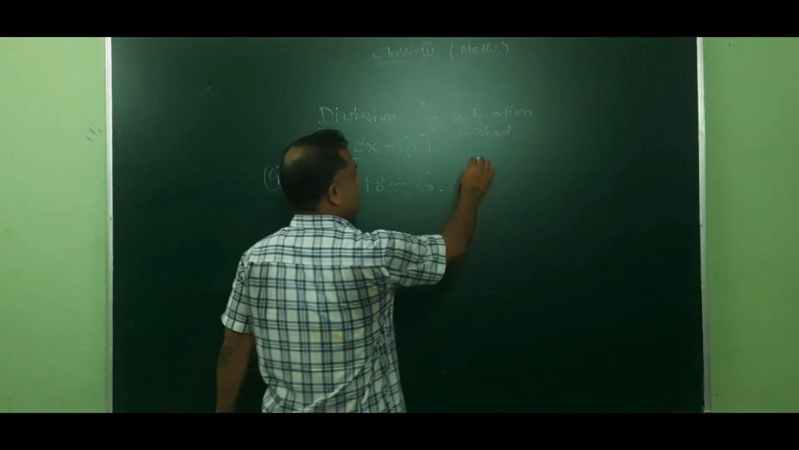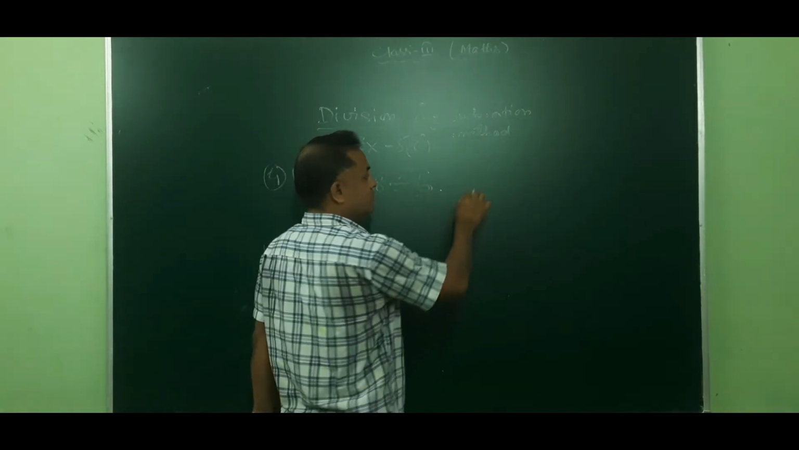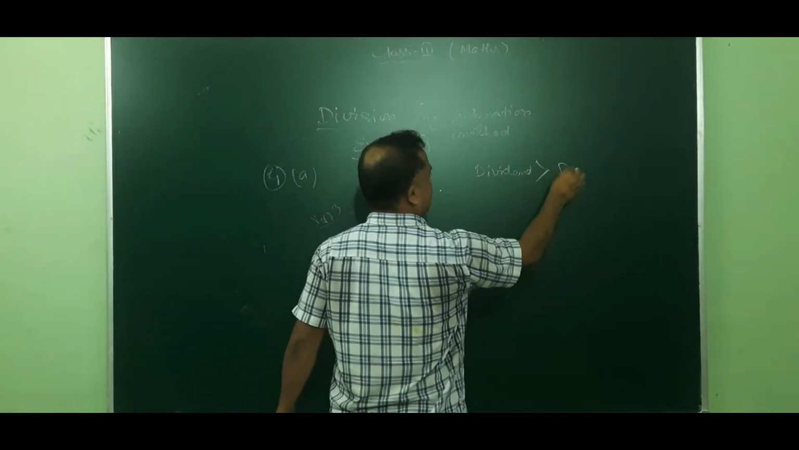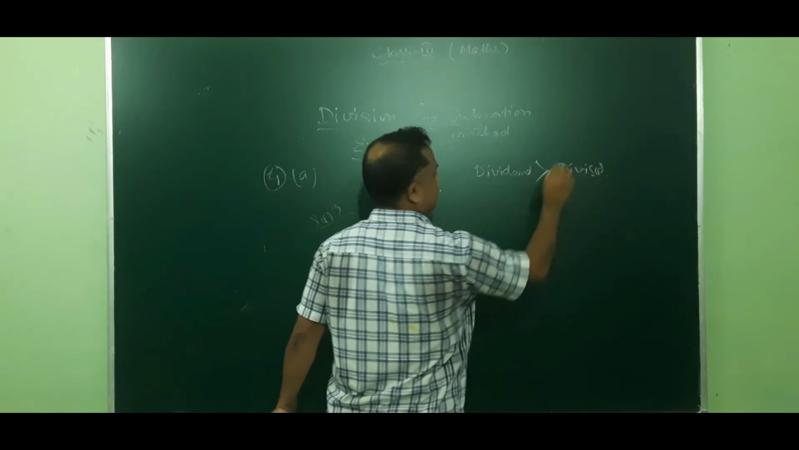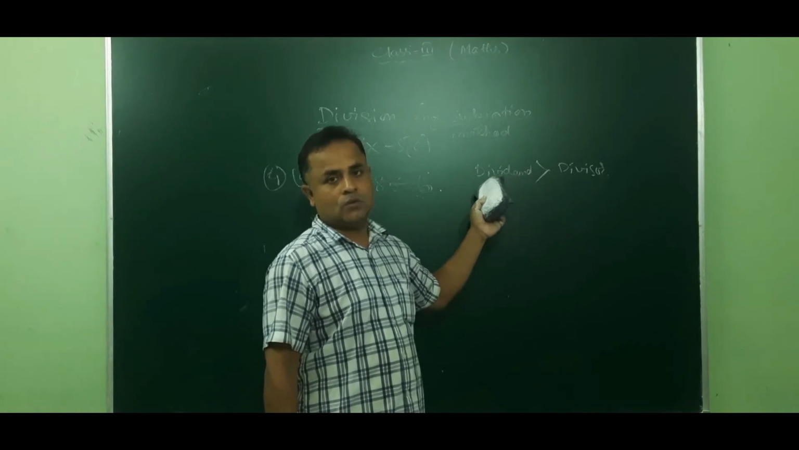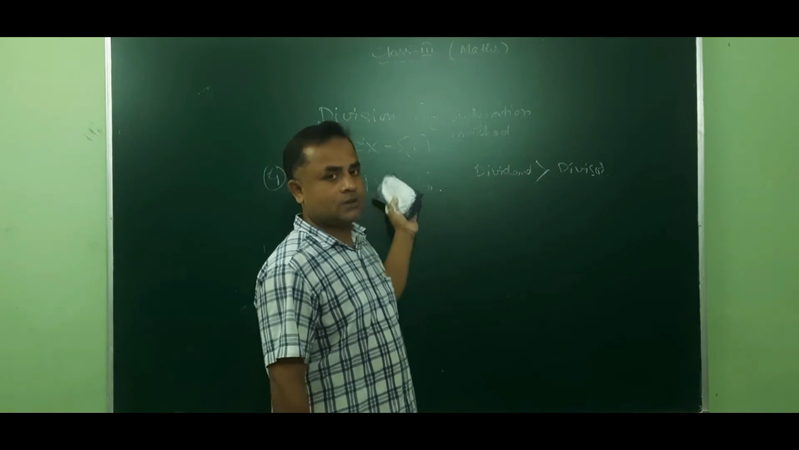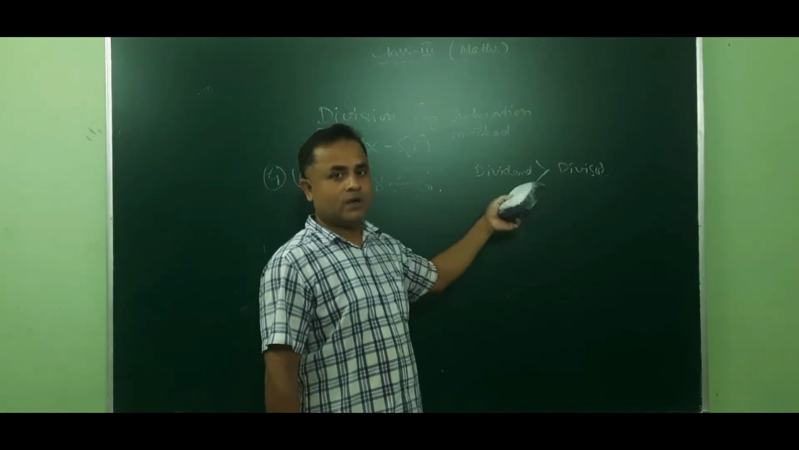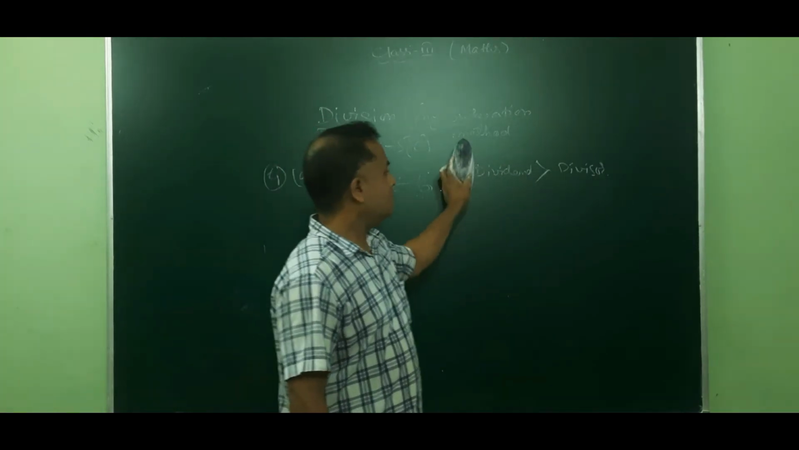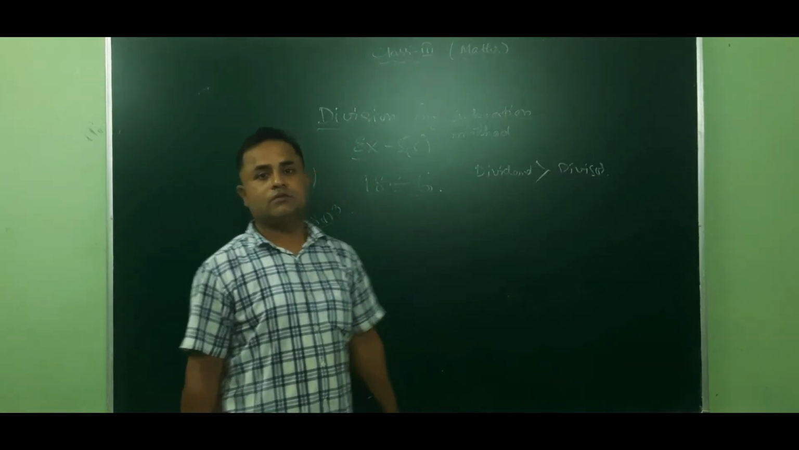That means in division, we should know that the dividend should always be greater than the divisor. If the divisor is greater than the dividend, we cannot divide by our class 3 or 4 rule. We can divide by taking decimals and other ways, but it is not up to your standard. So up to your standard, the dividend should always be greater than the divisor.